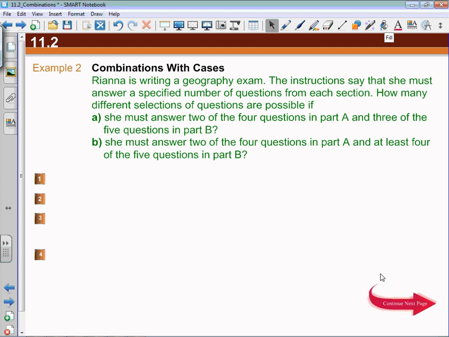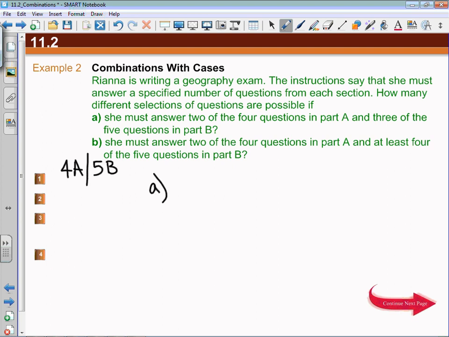Example 2 in 11.2 deals with another combination, and it talks about writing a geography exam. Then the instructor says that she must answer a specified number of questions from each section, not in any order. She just has to answer 2 of the 4 questions in part A and 3 of the 5 questions in part B. Right away, it is telling us how much is in each part. I'm going to write that down: there's 4 in part A and there's 5 in part B.